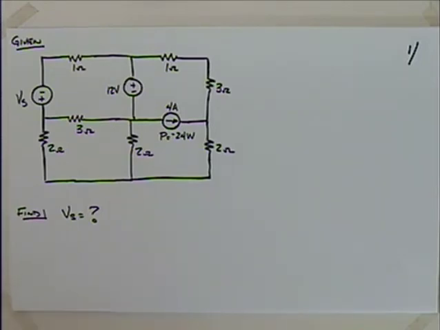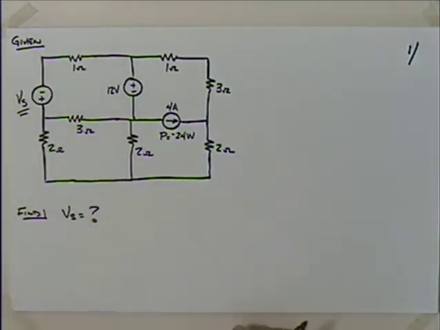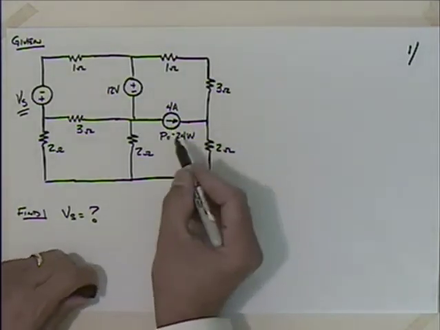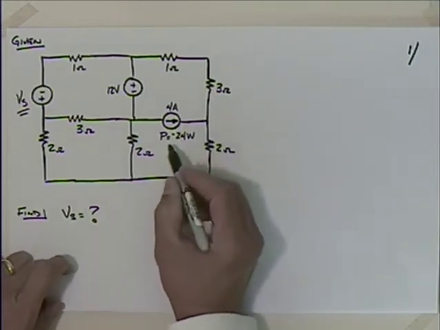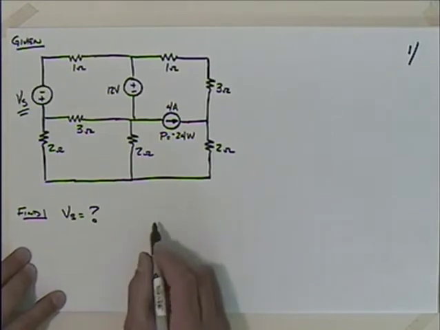So given this circuit here, what we would like to find is this voltage here, Vs. And when you start one of these things, it's a little bit like putting a puzzle together. You want to start where you have the most information. Oftentimes you start at the edges or the corners and work your way to the middle. Here it looks like we have the most information with this current source. We're told that we have 4 amps going to the right and that the power is minus 24 watts. Let's look at that a little bit then.